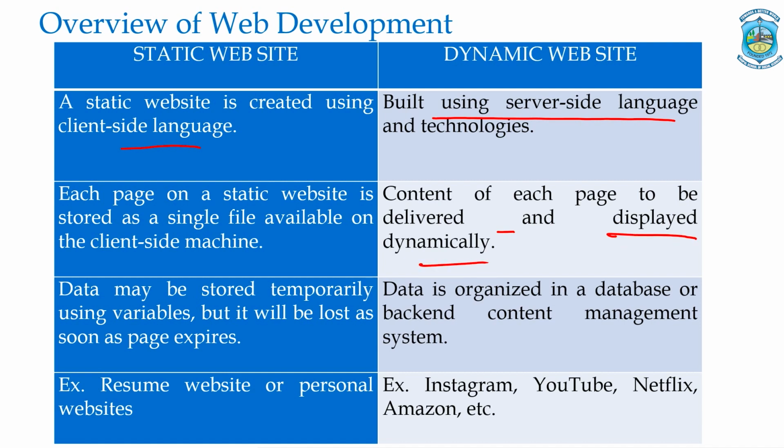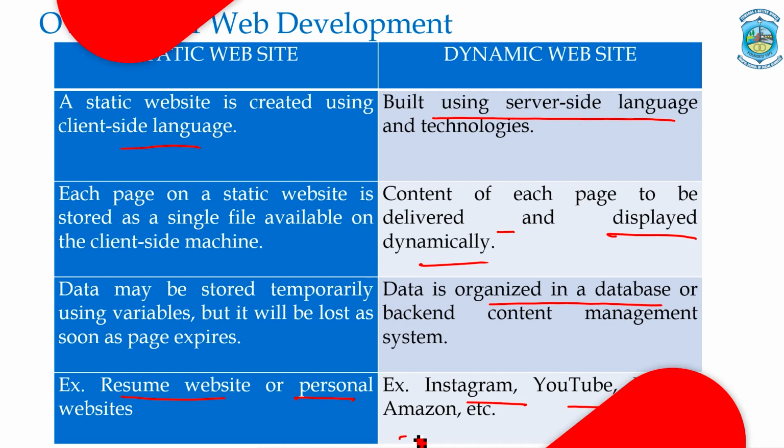Data may be stored temporarily using variables. It will be lost as soon as the page expires. Data is organized in a database or backend content management system under dynamic website. Examples of static websites are like resume, some personal websites, and dynamic websites are Instagram, YouTube, Netflix and Amazon.